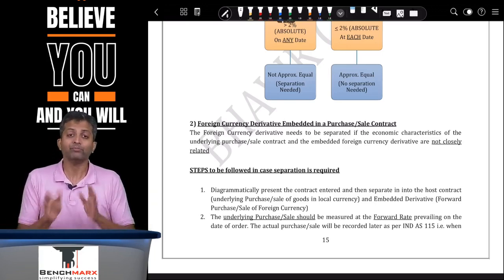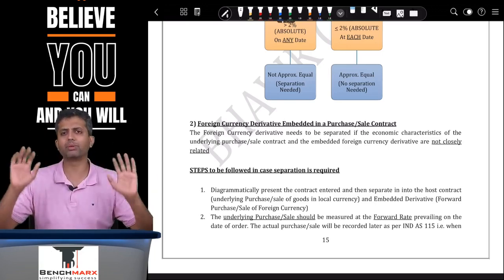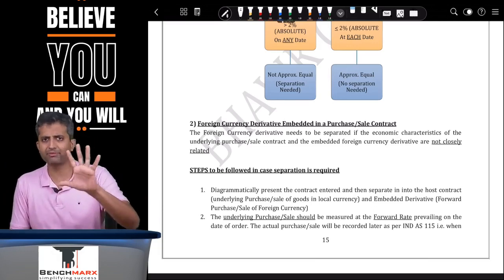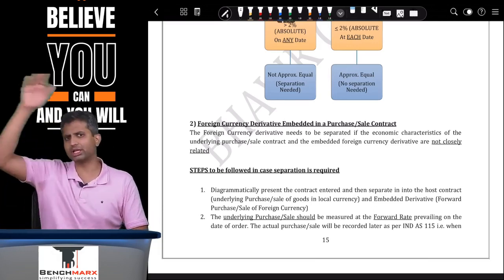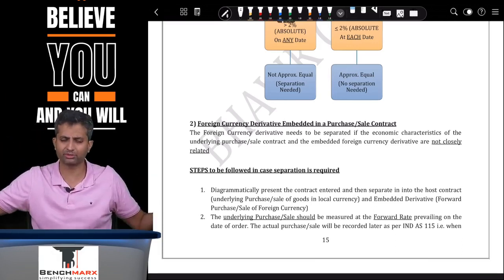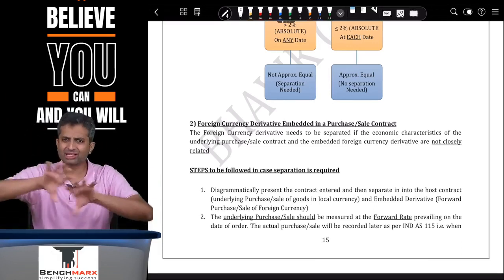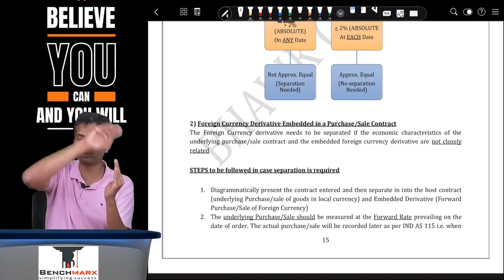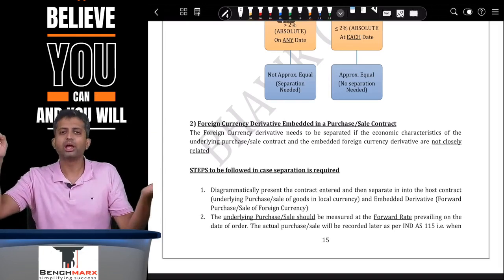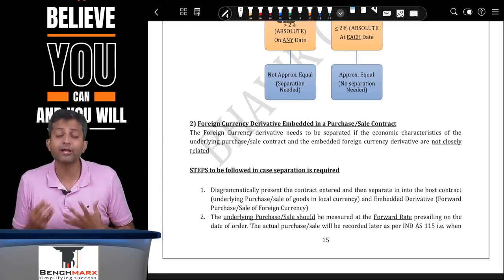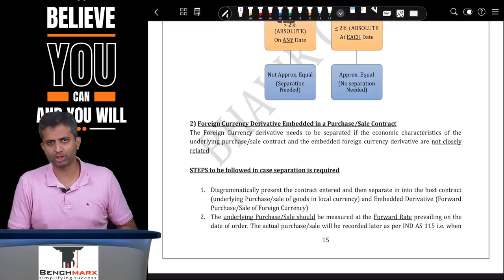So what do I do? Typically in such cases, I will diagrammatically represent the transaction. If it's a sale contract, I would have entity A Limited selling goods on one side of the transaction, and receiving $1,000 on the other side. Now these two legs I will separate into two separate transactions. In the first leg, I would show the sale of goods, and against that an expected receipt in my local currency, that is rupees, which I will take usually at the forward rate.